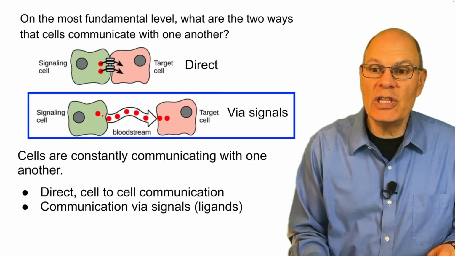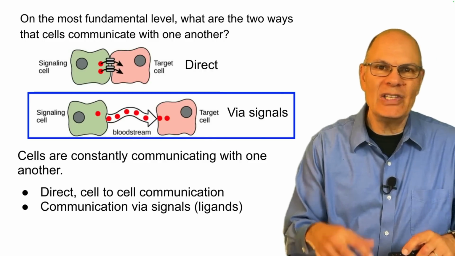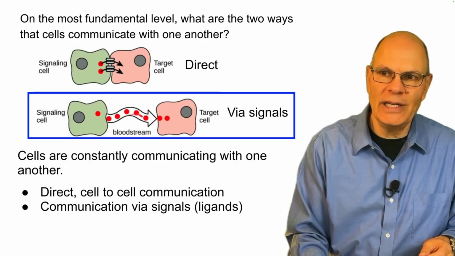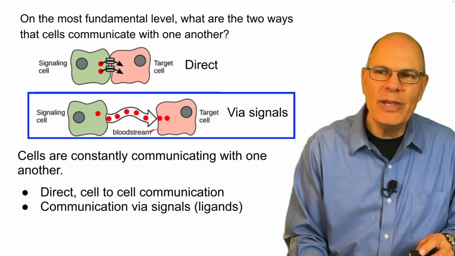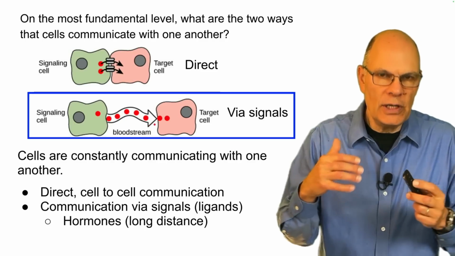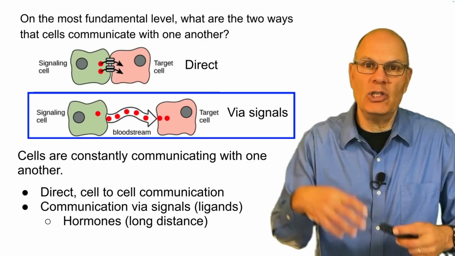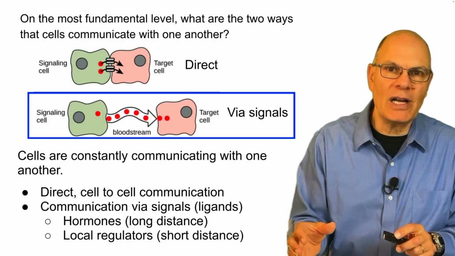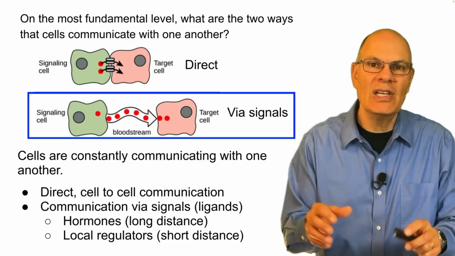There's also communication that happens through signals. So here you have a cell that's producing a molecule. It's secreting that molecule into the bloodstream or into the extracellular fluid, and that message is going to be picked up by a target cell. These signals are known as ligands, and there are basically two kinds. If the ligand, the signal, is traveling a long distance through the bloodstream from a gland to another part of the body, that's called a hormone. When cells are in relatively close proximity to one another, they produce local regulators, and that's for short distance cell-to-cell communication.